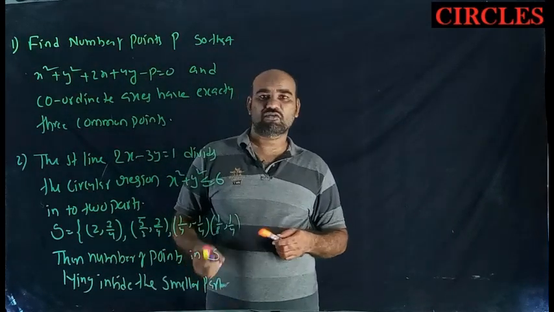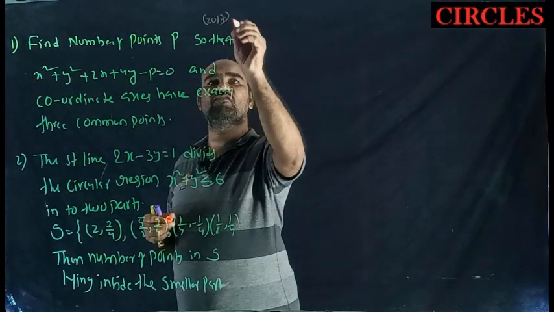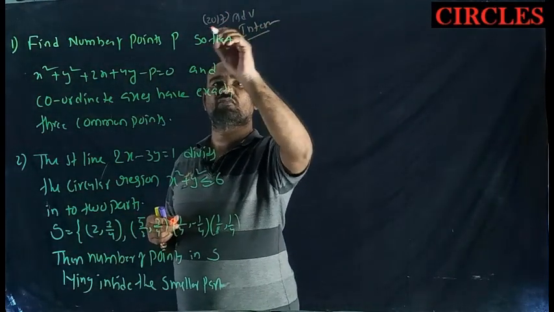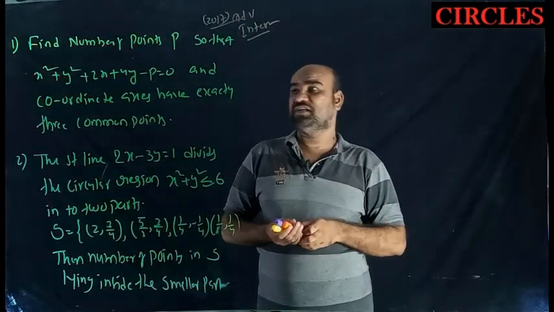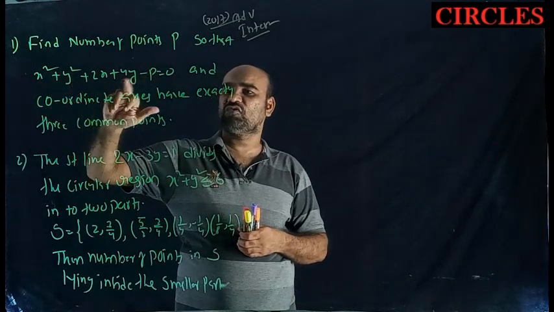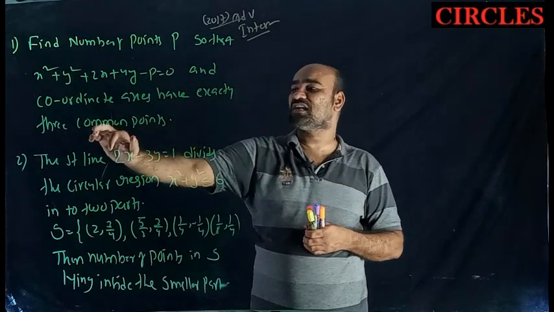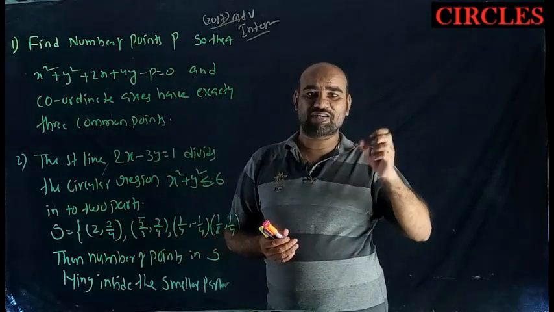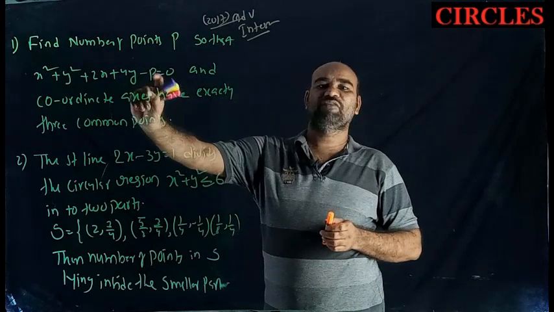Okay students, here are two more questions, 2017 advanced integer type questions. Integer type: find the number of values of p so that the circle x square plus y square plus 2x plus 4y minus p equal 0 and the coordinate axes have exactly three common points. The circle and coordinate axes should have exactly three common points, and you want to find the p values.